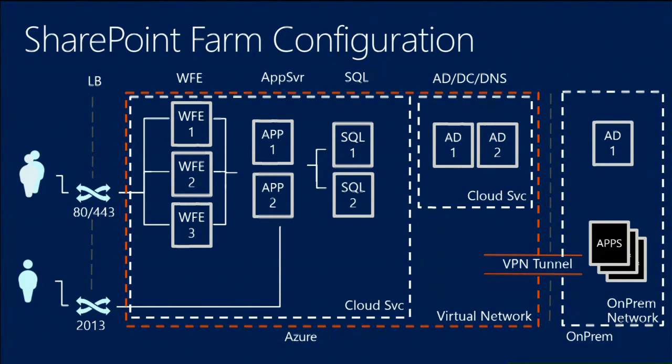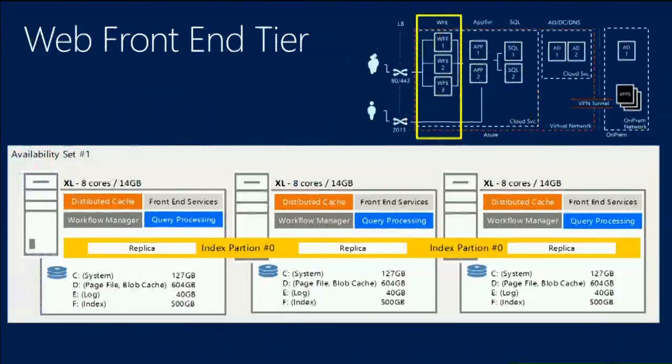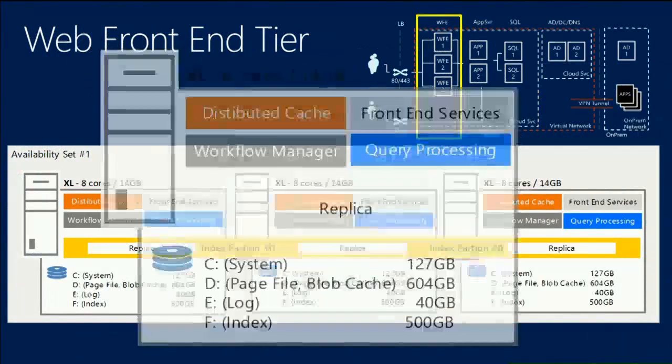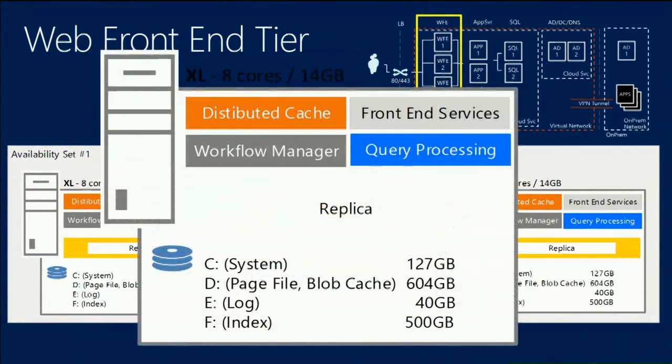So I'm going to talk a little bit more about this architecture in detail. Just to break it down into the web front end piece, they had the distributed cache service, the front end services, workflow manager, query processing, and index replica. And you can see the disk structure that they used. Basically, the OS disk was 127 gigs. They put the page file and the SharePoint blob cache on the D drive.